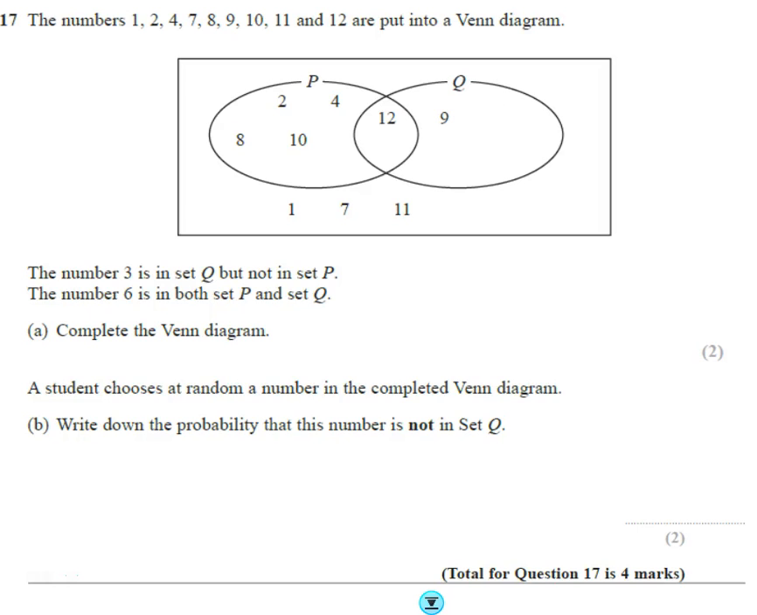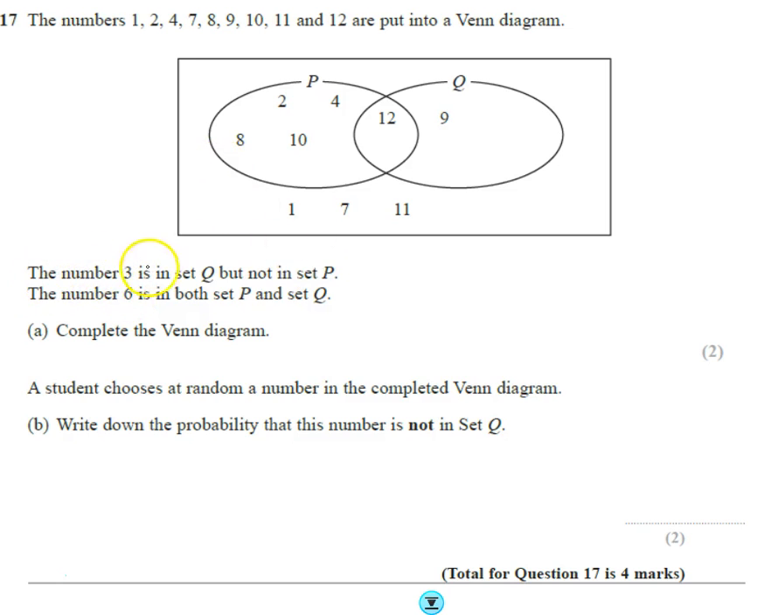Right. So, we've got a Venn diagram here, and we've got the numbers 1, 2, 4, 7, 8, 9, 10, 11, and 12. Okay, so 1, 2, 4, 7, 8, 9, 10, 11, 12. So we're missing number 3 here, and the right number 6.